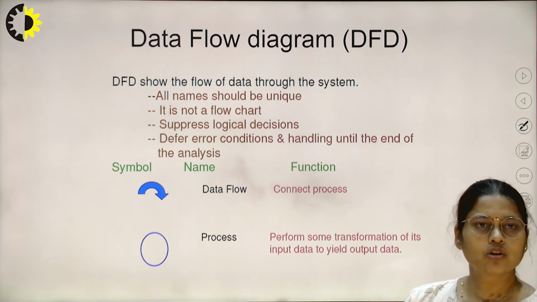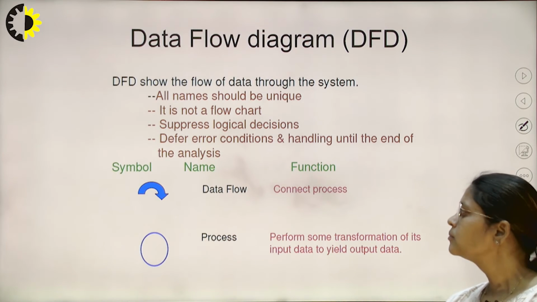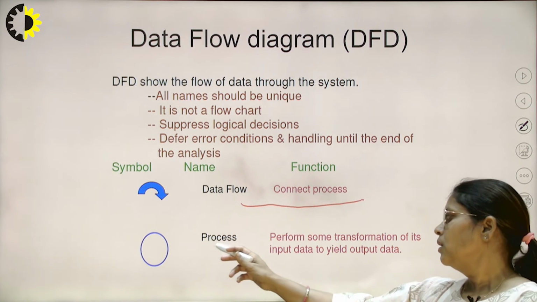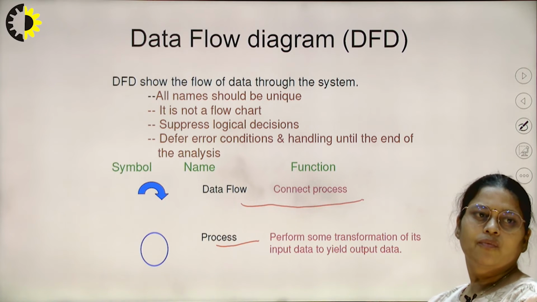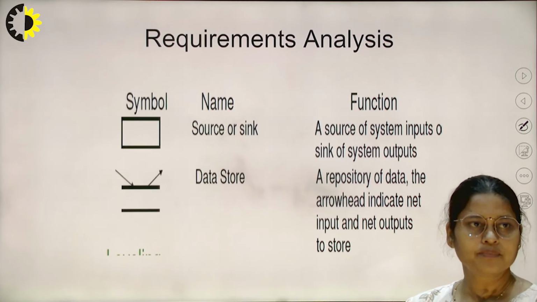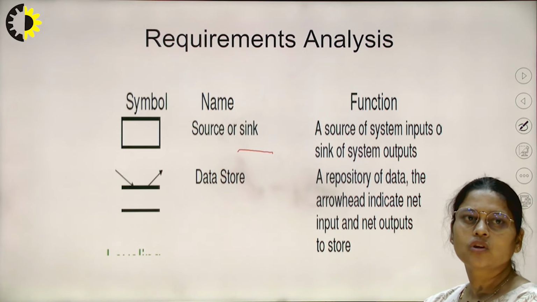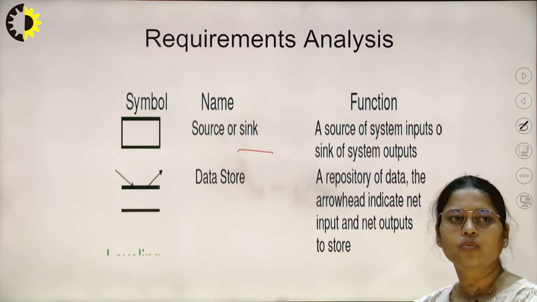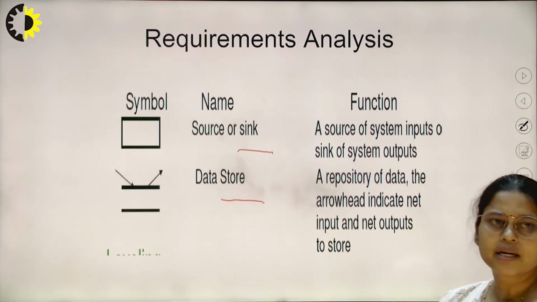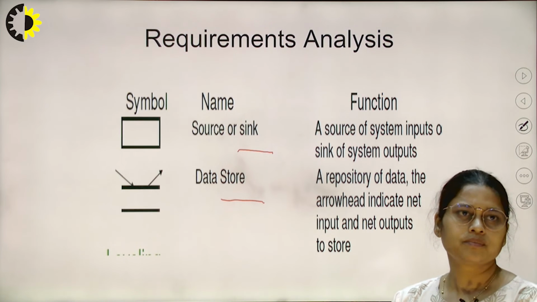These are some symbols of the data flow diagram which we use in the creation of a DFD. This is a data flow, the symbol of connecting process. The circle represents the process. It performs some transformation of its input data to output data. Rectangle is the symbol of a source or sink, a source of system input or sink of system output. And this symbol represents the data store, a repository of the data, the overhead indicating the net input and net output to the store.